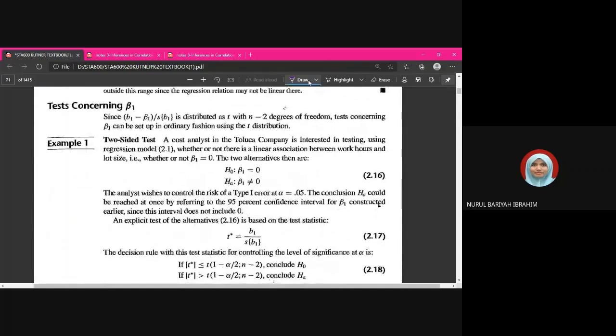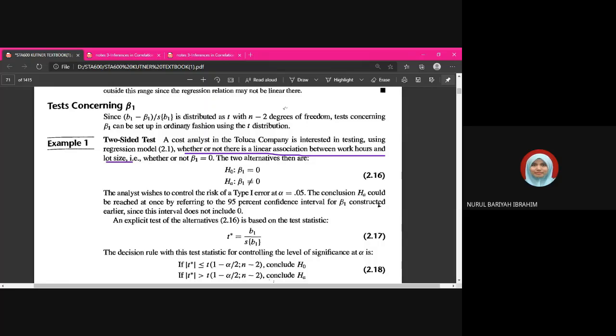Okay, and also we can test concerning beta 1. Why do we want to test beta 1? Because we want to know whether or not there is a linear association between Y and X. To test beta 1, the slope, there are actually two types: two-sided test and one-sided test. So I will explain the two-sided test first.